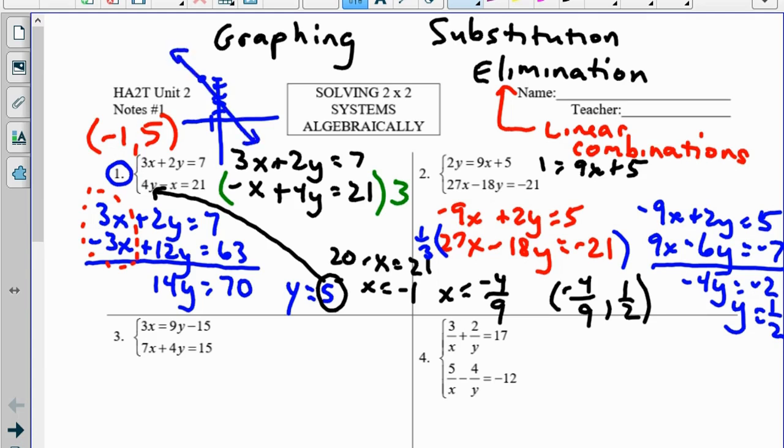One of those lines is going to have a slope of 1/4. That's going to look something like this. But in the end, if I graphed those two lines, I would end up with an intersection at negative 1, 5. Same thing in number 2. If I graphed those two lines, I would end up with an intersection at negative 4/9, comma 1/2.